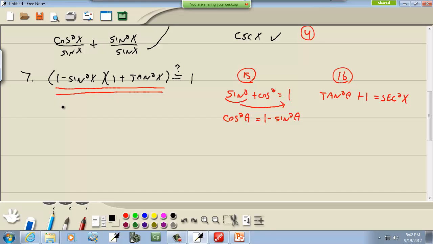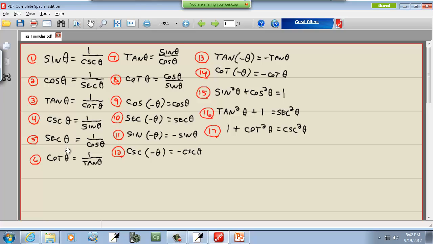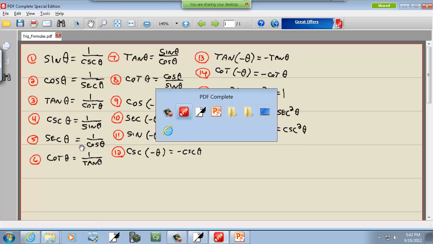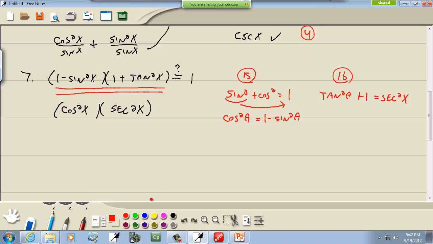This 1 minus sine squared here becomes cosine squared. 1 plus tangent squared becomes secant squared. Secant is equal to 1 over cosine, number 5. So this becomes cosine squared times 1 over cosine squared, which this cancels with that, and we're left with 1, which is what we're wanting. That's what's on the right side.